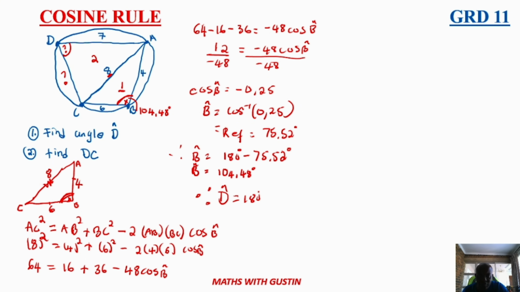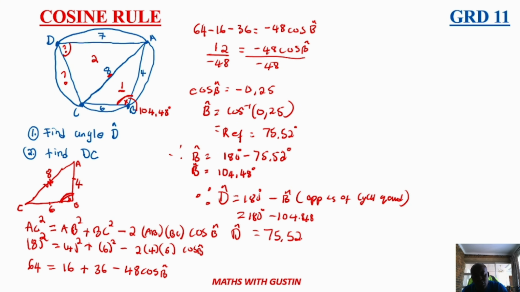to 180 minus angle B, reason being opposite angles of a cyclic quad. Okay guys, I hope you remember this. Opposite angles of a cyclic quad. So 180 minus 104.48 will therefore give us the angle of D, which is equal to 75.52. So now this angle here, which we didn't manage to get before, is 75.52.